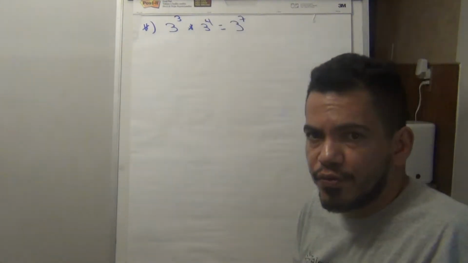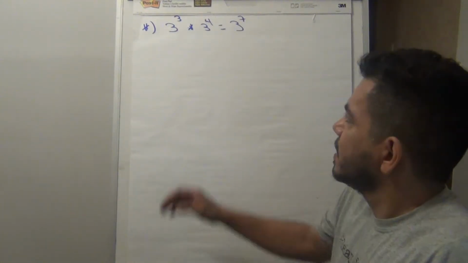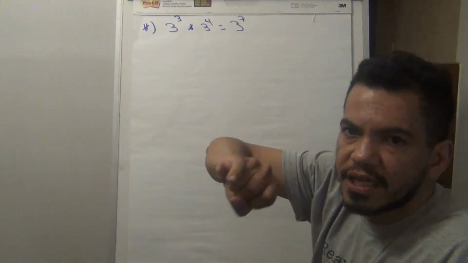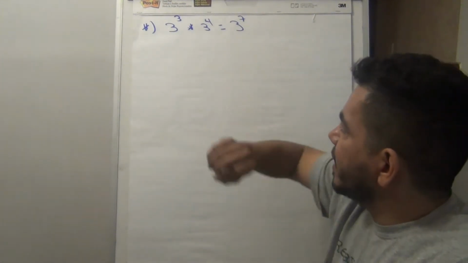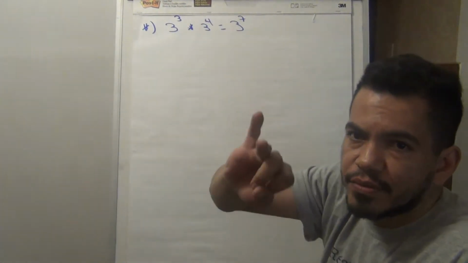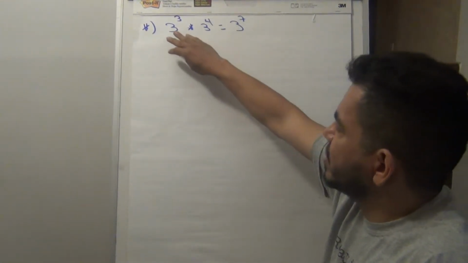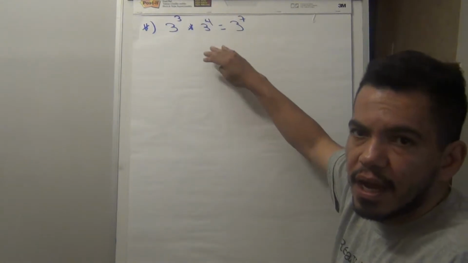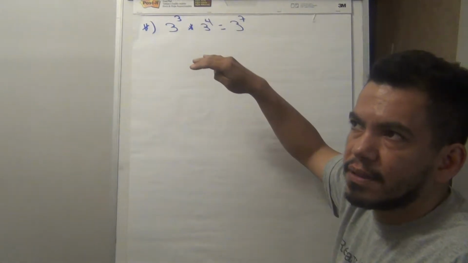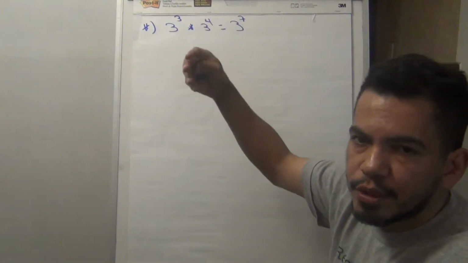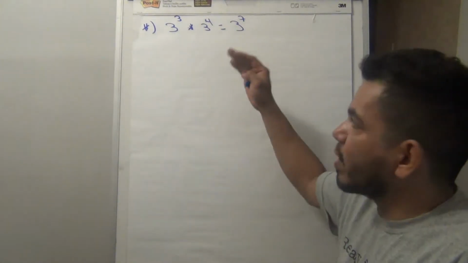I'm not gonna prove it, but I'm gonna tell you how to prove it. 3 to the 3rd is 3 times 3 times 3. And then 3 to the 4th is 3 times 3 times 3 times 3. So you could expand it right here, and you will see that you will have 3 multiplied by itself 7 times. So that's why it's 3 to the 7.